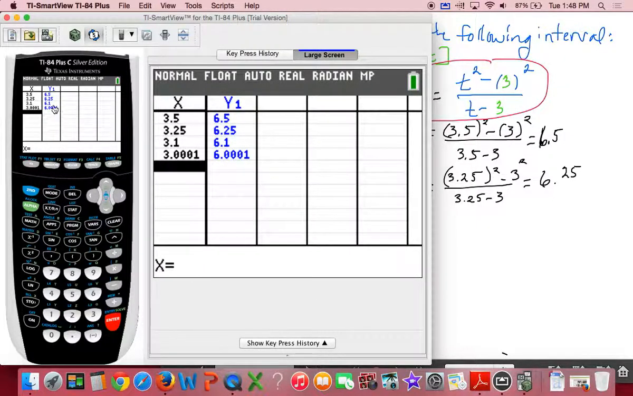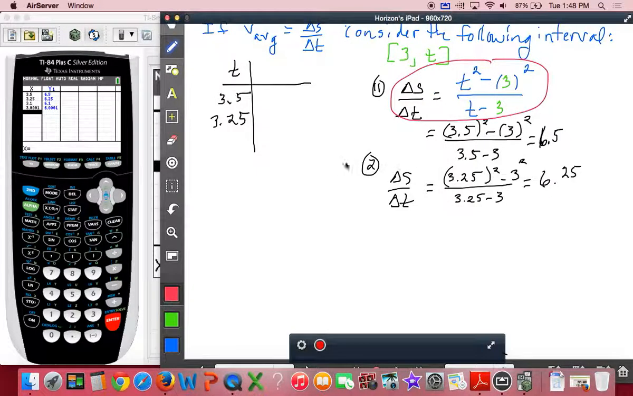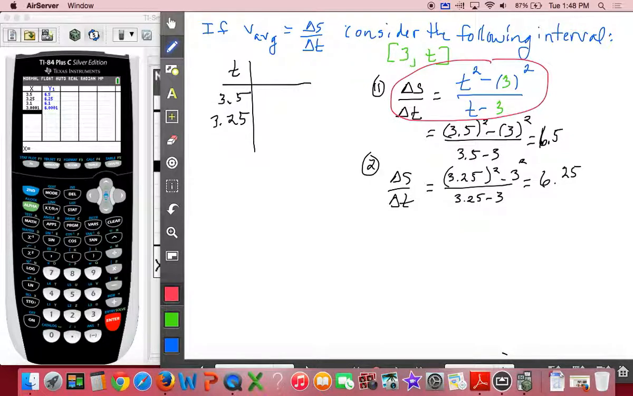So what number is this approaching? As x approaches 3, what number is this approaching? 6. That's the instantaneous velocity at x equals 3 or at t equals 3. And so we're going to go back to our question, example 2. So let's go back to that first page.